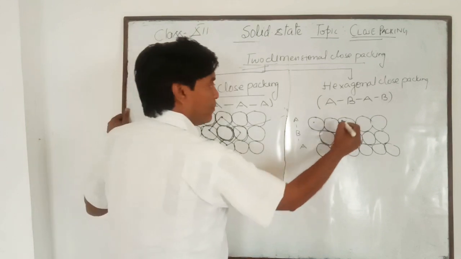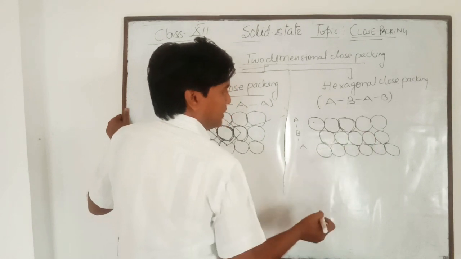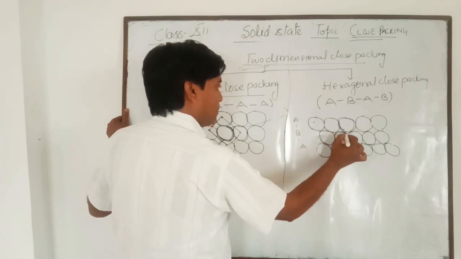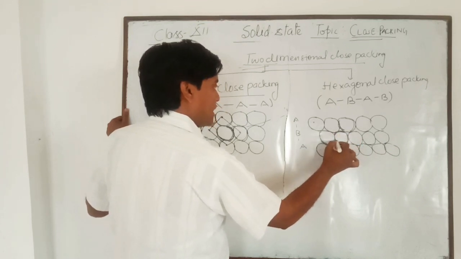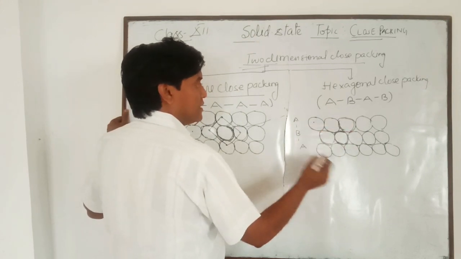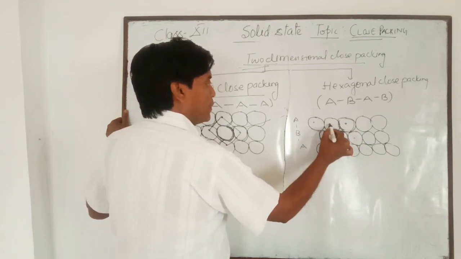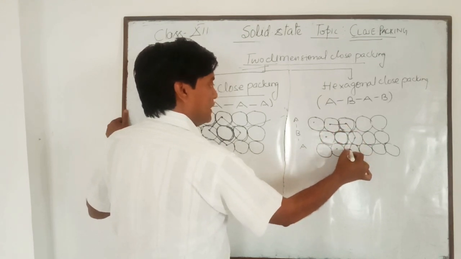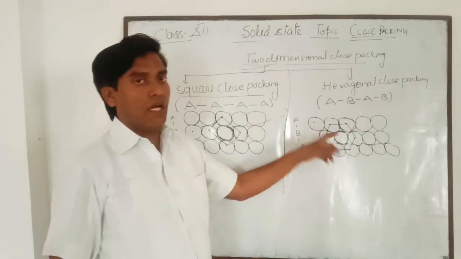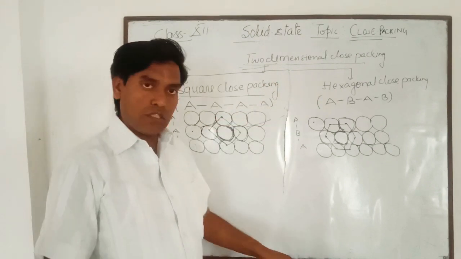Okay? Now we see what the coordination number is. Let us consider this constituent particle. See, on the side, this constituent particle touches six spheres: 1, 2, 3, 4, 5, and 6. These are the centers of the spheres. When these centers are joined with each other, the shape generated is a hexagonal shape. That's why this type of packing is known as hexagonal close packing.